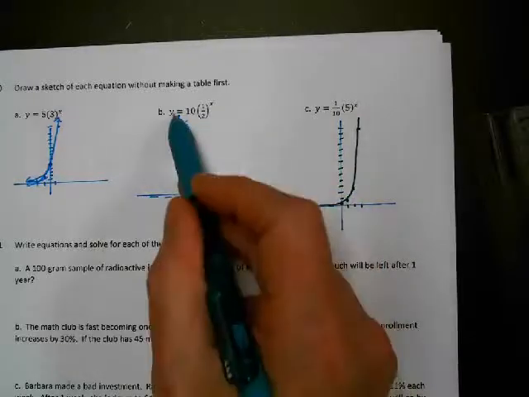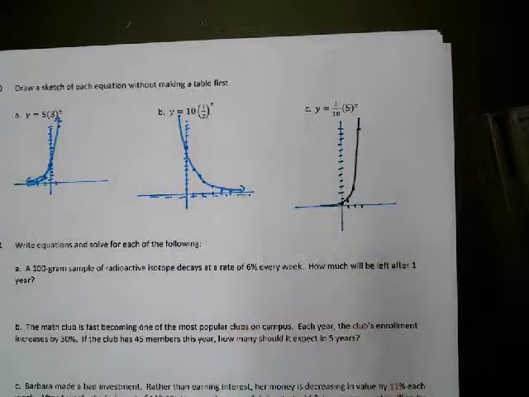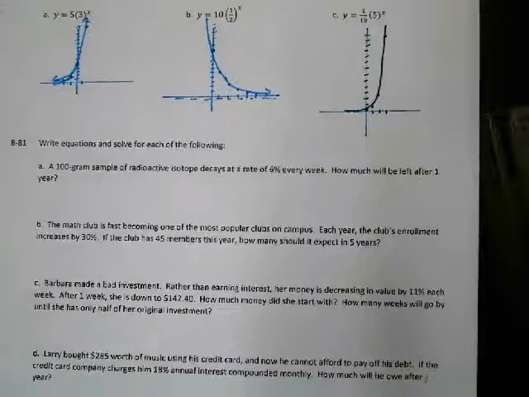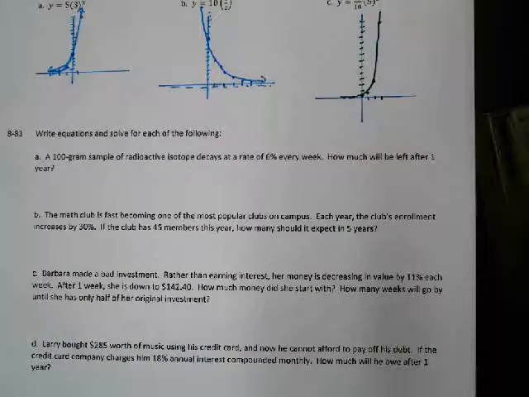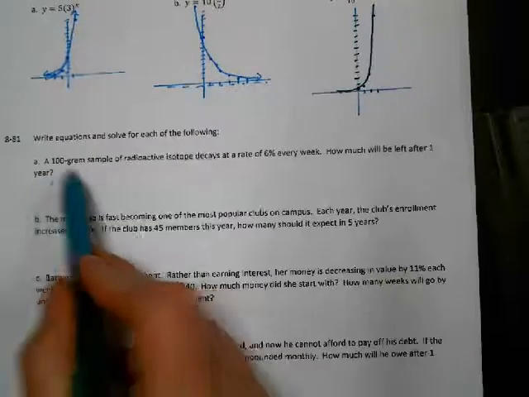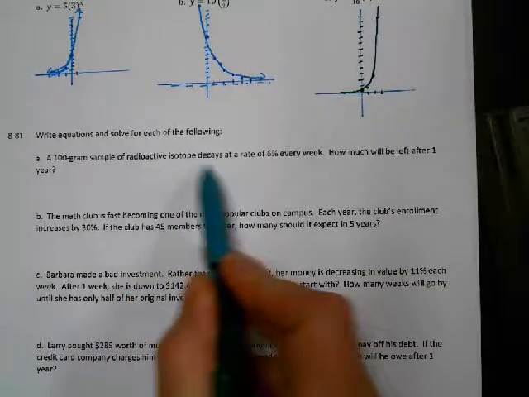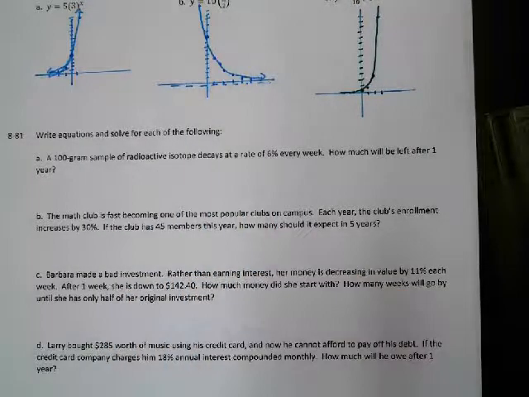Last part, we're going to write equations and solve for each of the following. We've got a 100-gram sample of radioactive isotope. It decays at a rate of 6% every week. How much will be left after 1 year? So we're supposed to write an equation and solve.